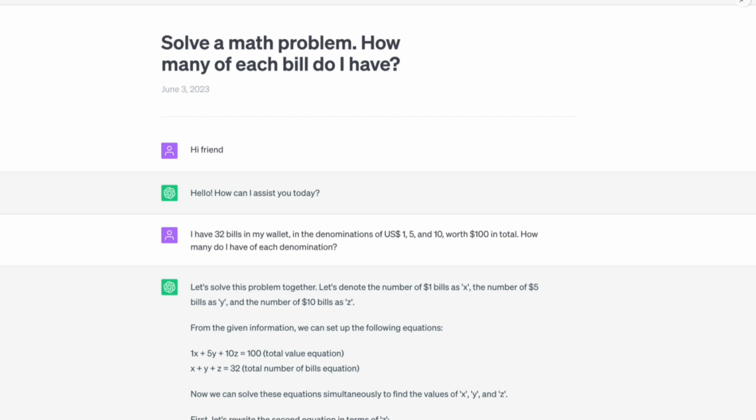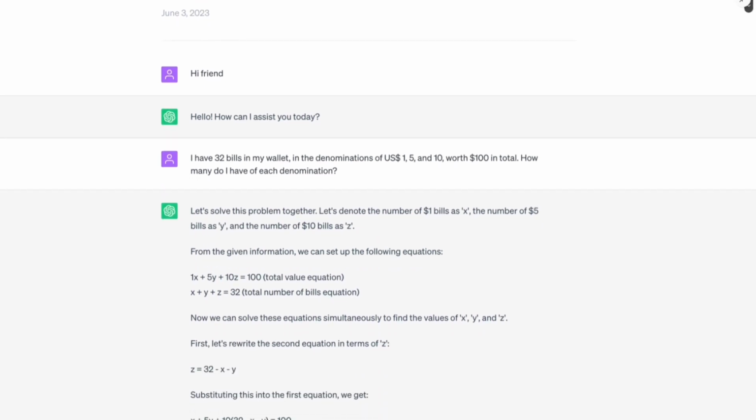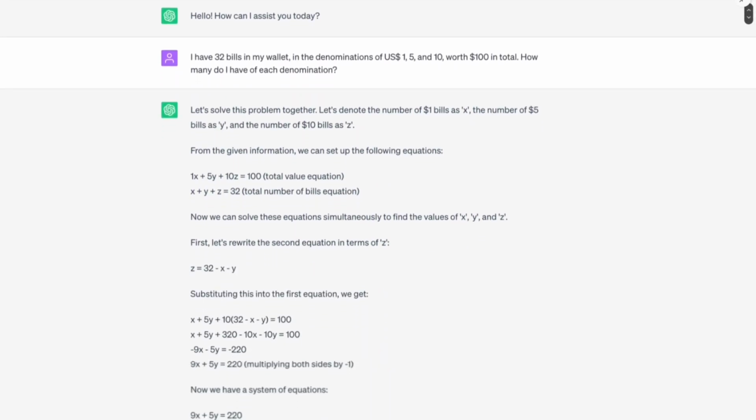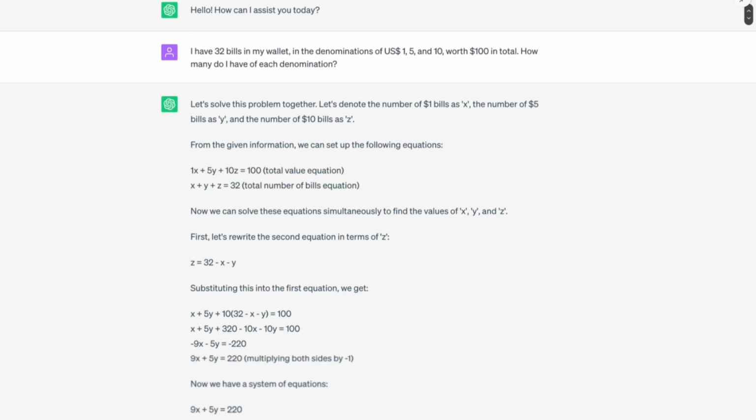So we have three denominations: $1 bills, $5 bills, and $10 bills. And we know the total amount we have is $100. So we want to know how many of each denomination we have. So ChatGPT begins to solve the problem. It attempts to do it. It says, let's solve this problem together.